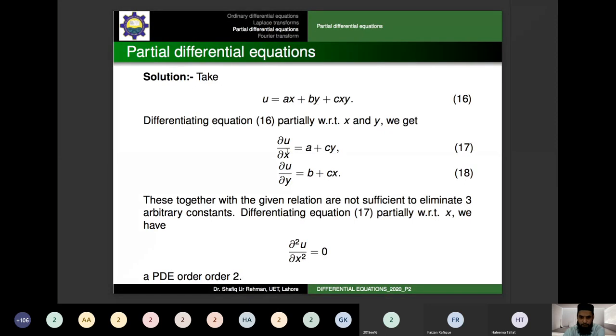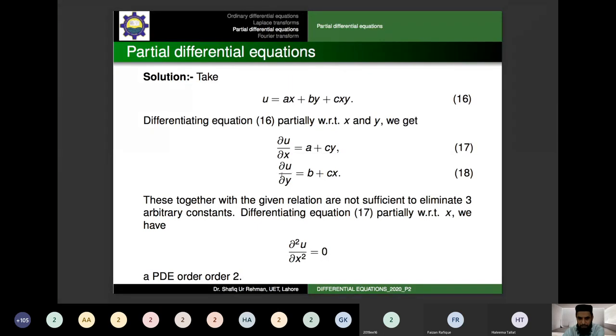What we do is further partially differentiate with respect to x and y. In other words, differentiate 17 partially with respect to x. If you do, we will have a second order derivative and it is going to be equal to 0. So it is going to be a differential equation; no arbitrary constant is there. If you differentiate number 16 twice with respect to x, eventually we will have a second order differential equation.